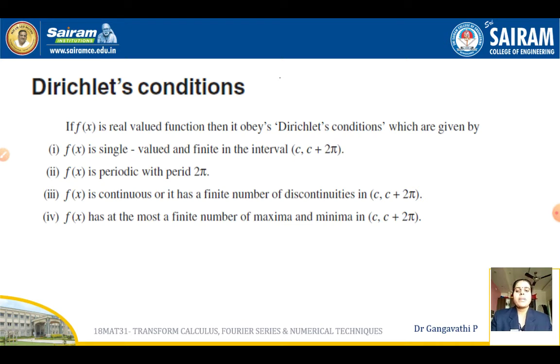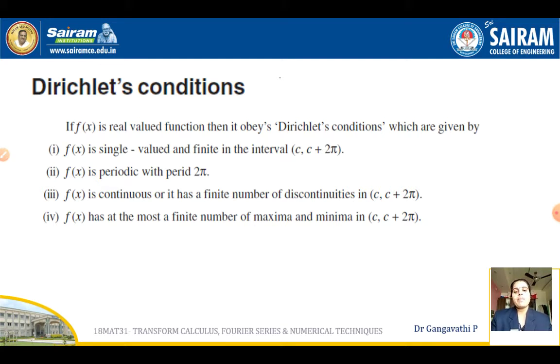So f of x must be single valued. It must take only one value, and it is finite. It must be a finite quantity in the specified interval. The specified interval, for example, we can take as c comma c plus 2 pi. And f of x must be a periodic function with a period 2 pi.